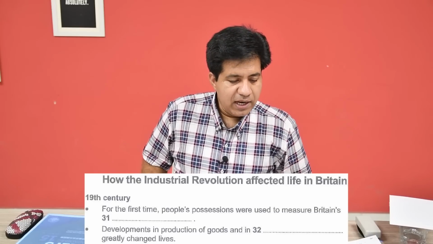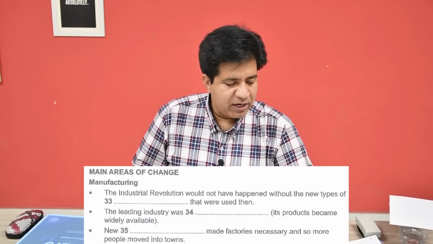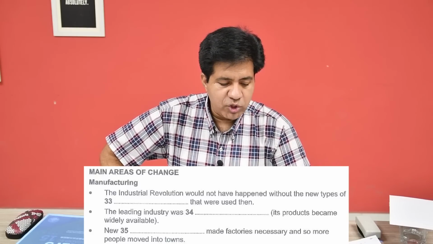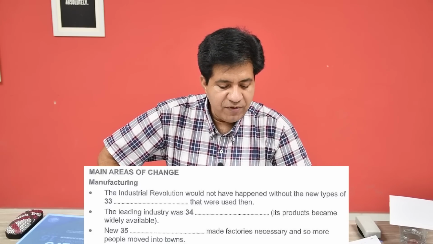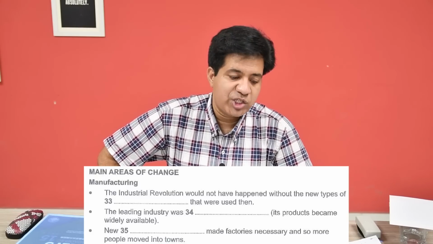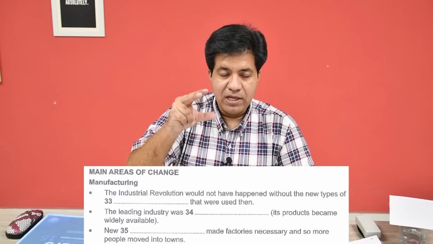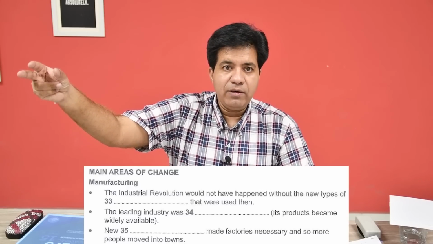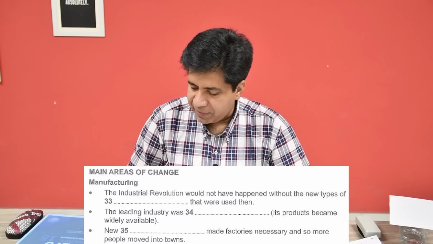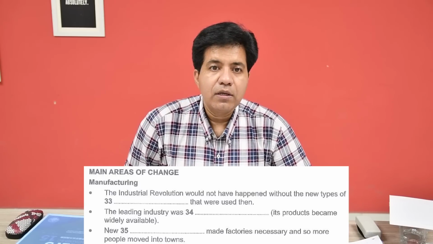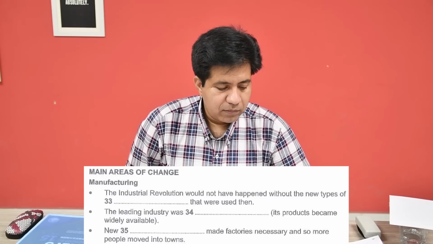Okay, let's go on. Question number 33. Manufacturing. The Industrial Revolution would not have happened without the new types of dash that were used then. New types of something that was used then, and because of that, the Industrial Revolution took place. 33.